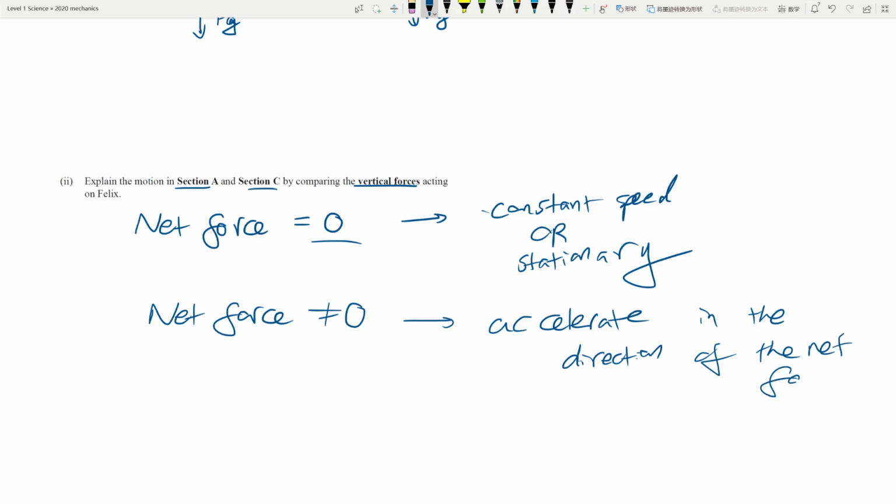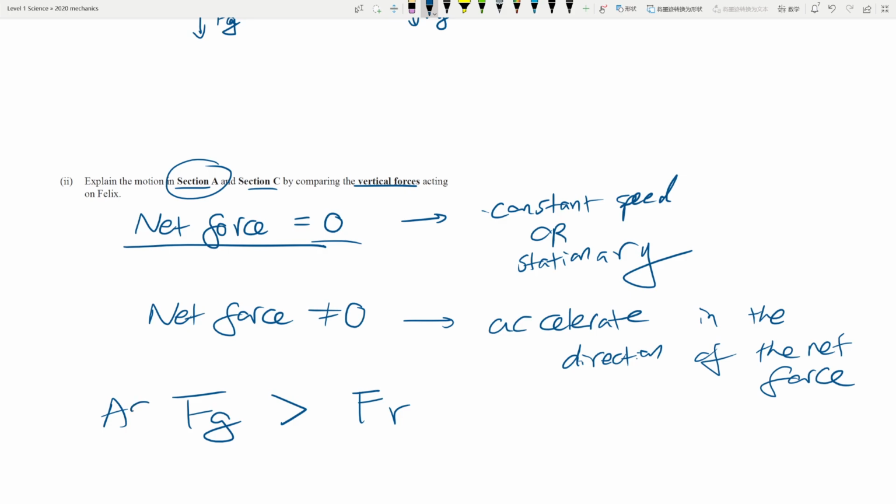Okay, so this is something that's really, really important. If you look at section A, we just wrote that the gravity force is greater than the reaction force or the resistance force, or whatever you want to call it in this particular case. So the net force is not 0, therefore it's going to accelerate. And in section C, we know that the gravity force must be equal to the reactive force, because the person is going at a constant speed. If you're going at a constant speed, the net force is 0, so they cancel each other out. There are no extra forces, so you just go at a constant speed.